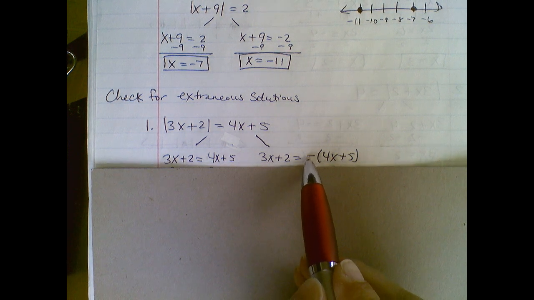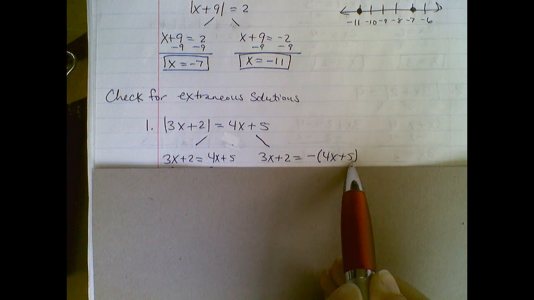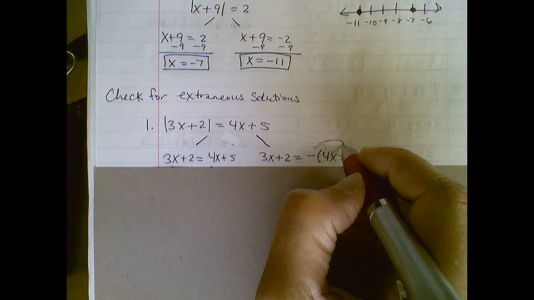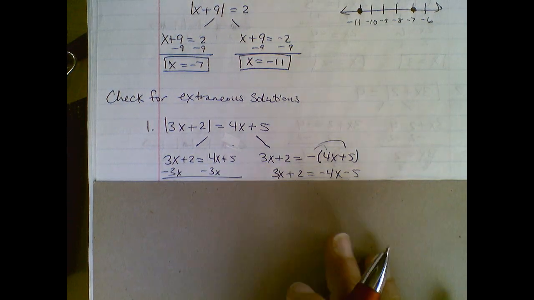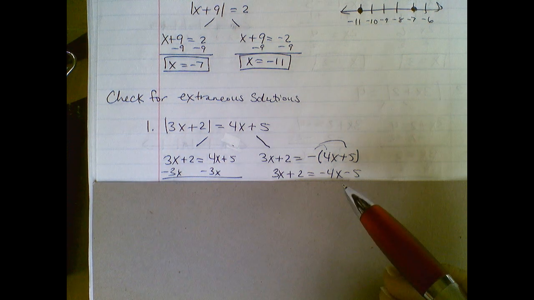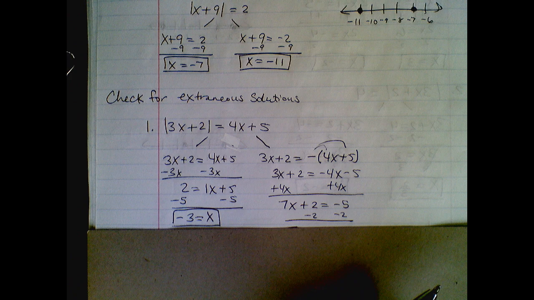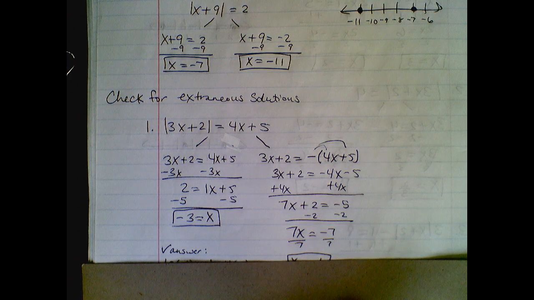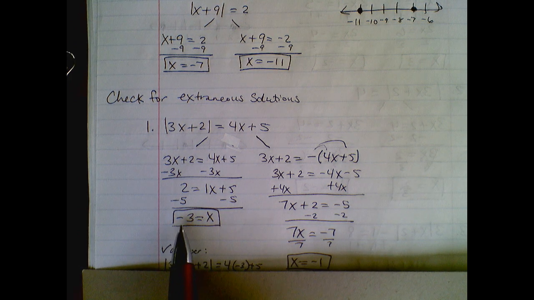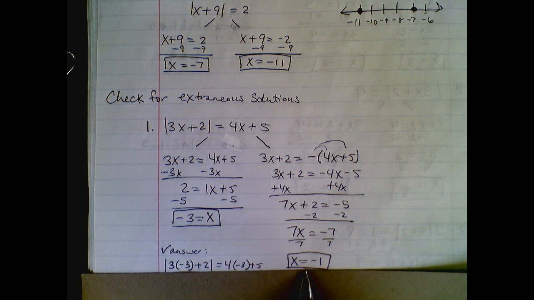Or I could just put a negative out front, put this in parentheses, and distribute that negative to both of them. And then I solve the problem on the left. I'm going to solve the problem on the right. Okay, so please do that. Notice how we get x equals negative 3 and x equals negative 1. So that part is the exact same as the previous examples.